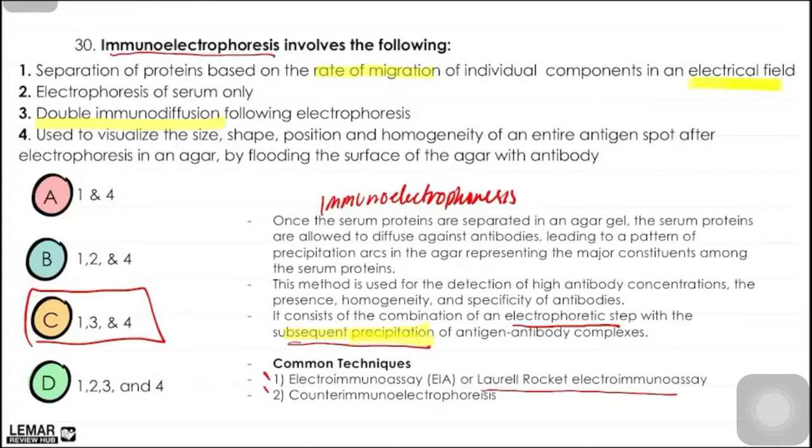And number 4, used to visualize the size, the shape, position, and homogeneity of an entire antigen spot after electrophoresis using agar. This is done by flooding the surface of the agar with antibodies. So take note, electrophoresis is not done only or exclusively with serum. Marami po tayong pwedeng paggamitan yan. It can be a spinal fluid, a CSF, a serum, or urine. So number 30, the answer po is letter C, 1, 3, and 4.